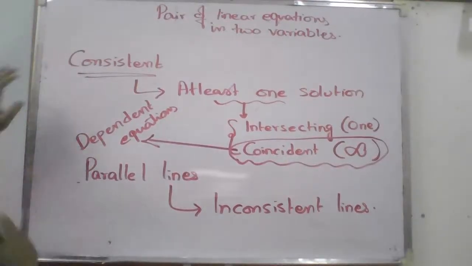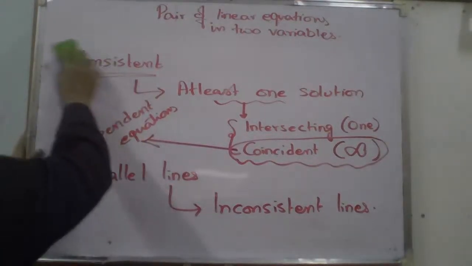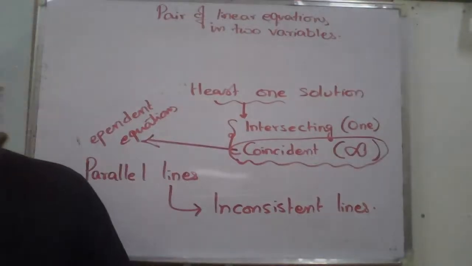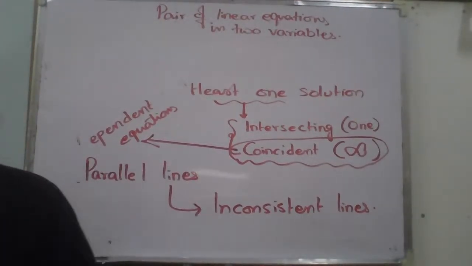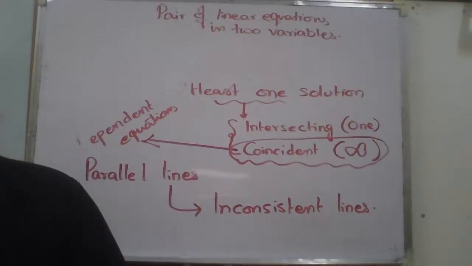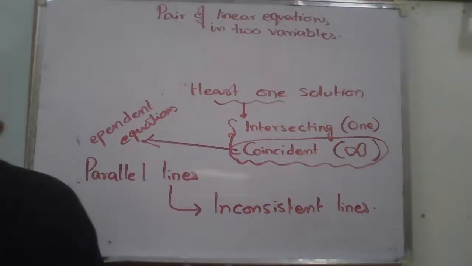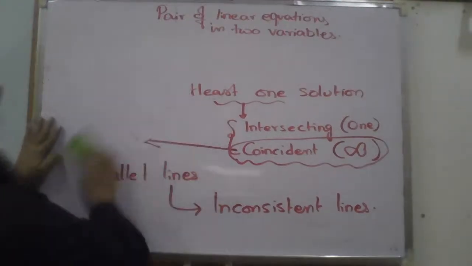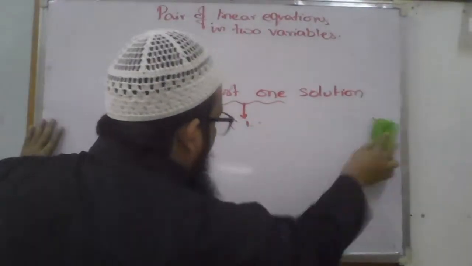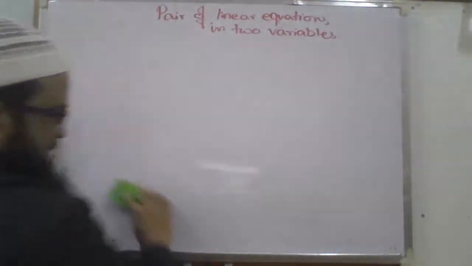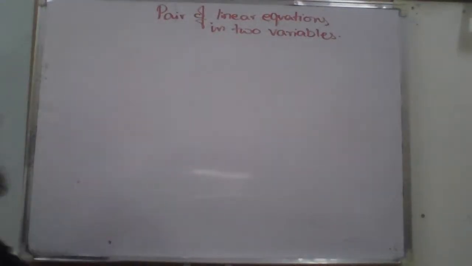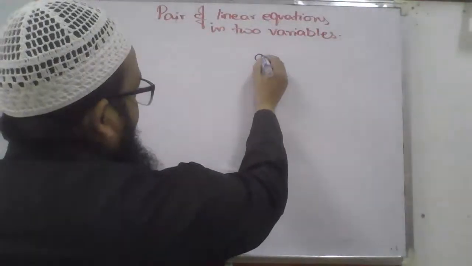And now I hope this concept is over, right? Now let us see the next concept: the types of solutions. Let us see how you will represent and how you will call the equations. For example, you have a pair of linear equations. Just now I told the standard form of a pair of linear equations.